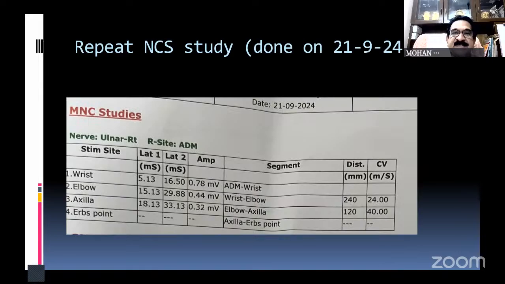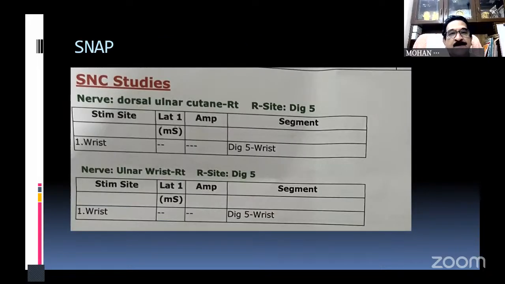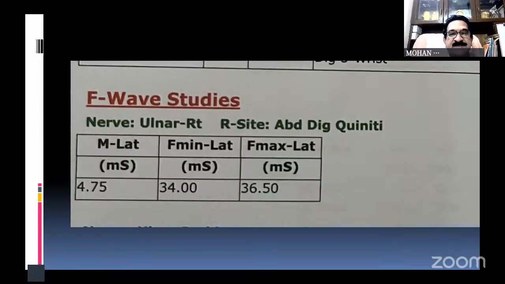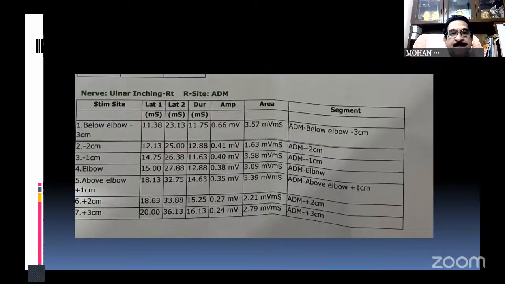Then a repeat NC study was done on 21/9. This again shows reduced ulnar nerve amplitude on the right side. Dorsal cutaneous nerve is affected, the palmar cutaneous is also affected. FA study is normal. This is the inching technique which they did. It did not show much of a difference across the elbow region.